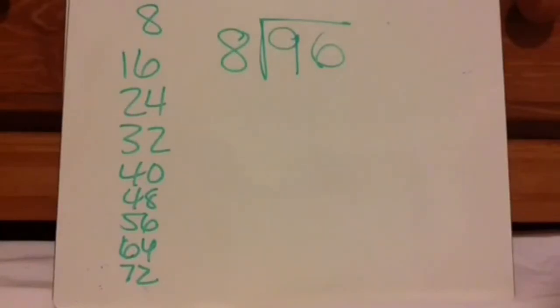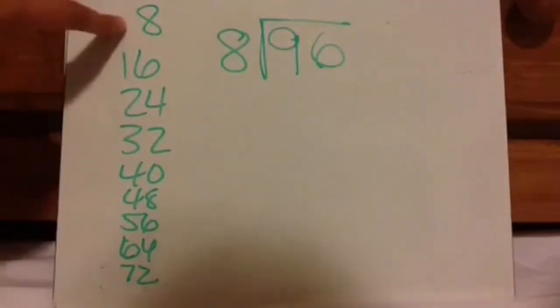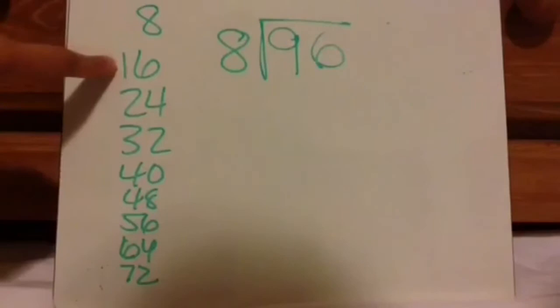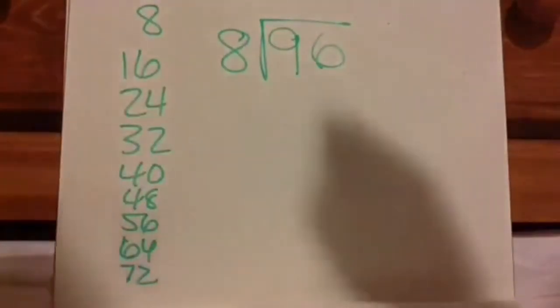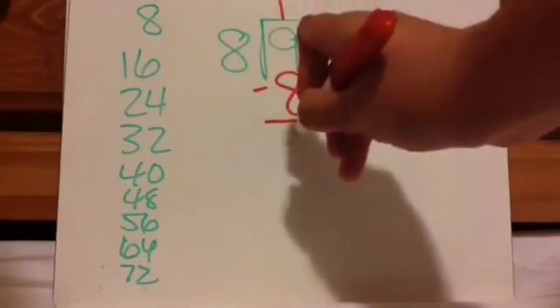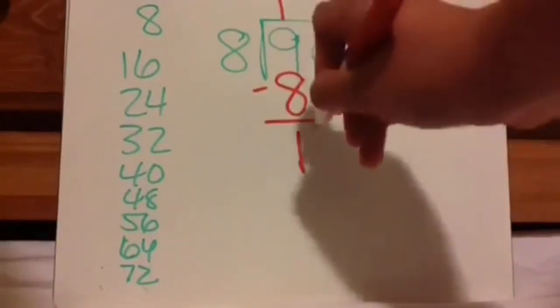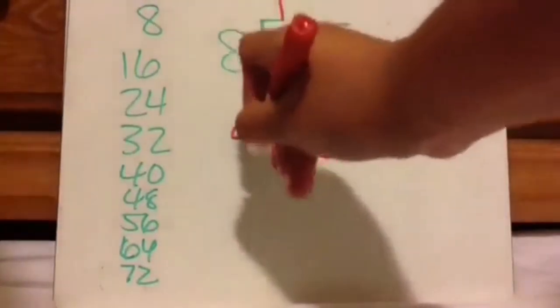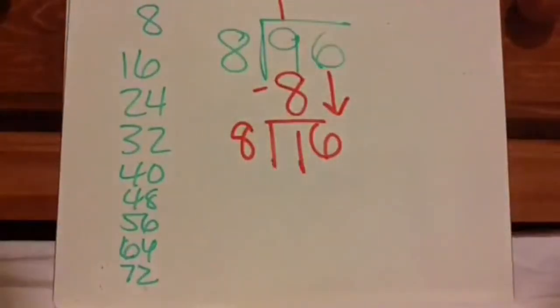8 goes into 9 one time, okay? Because if I do 2, then that's 16. Well, 16 is more than 9. So 1 time. 8 times 1 is 8. 9 minus 8 is 1. Bring down the 6. Now you're doing 16 divided by 8.